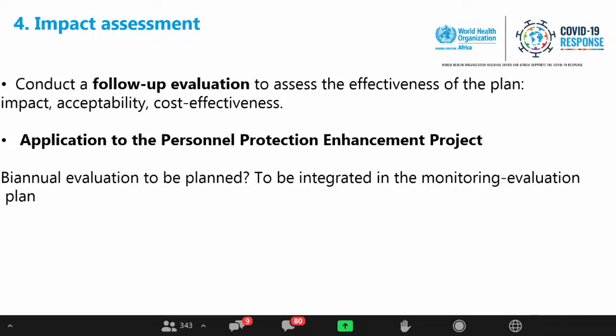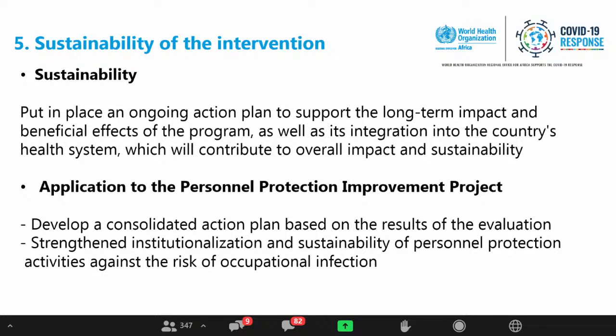And this impact assessment is used to correct all the difficulties, to update the plan, to improve the plan, and to go further and to have more positive results in your activities. Next, please.